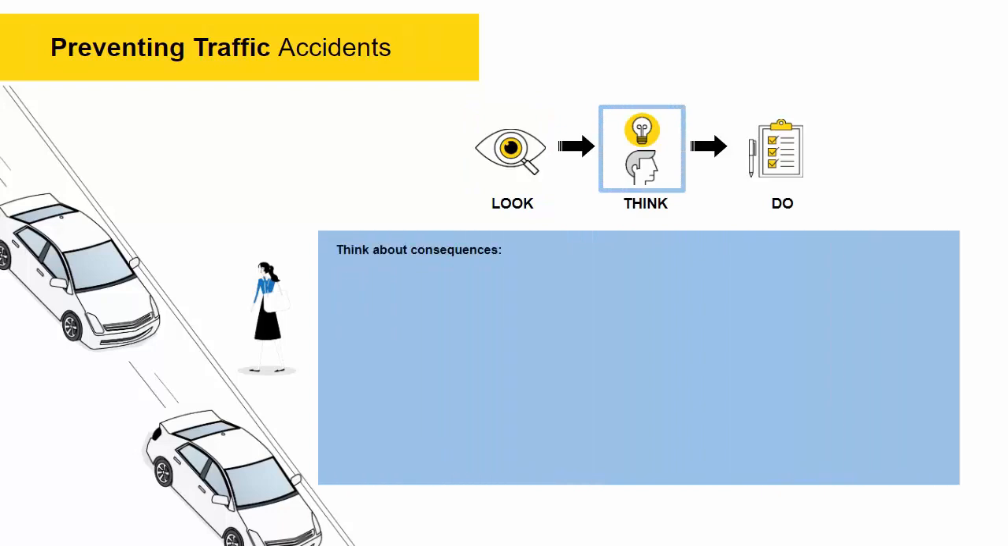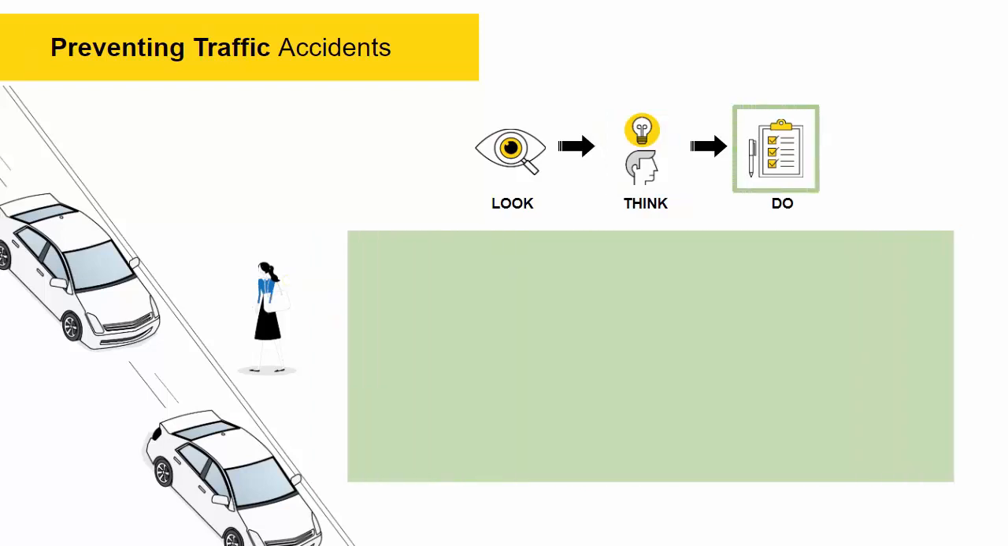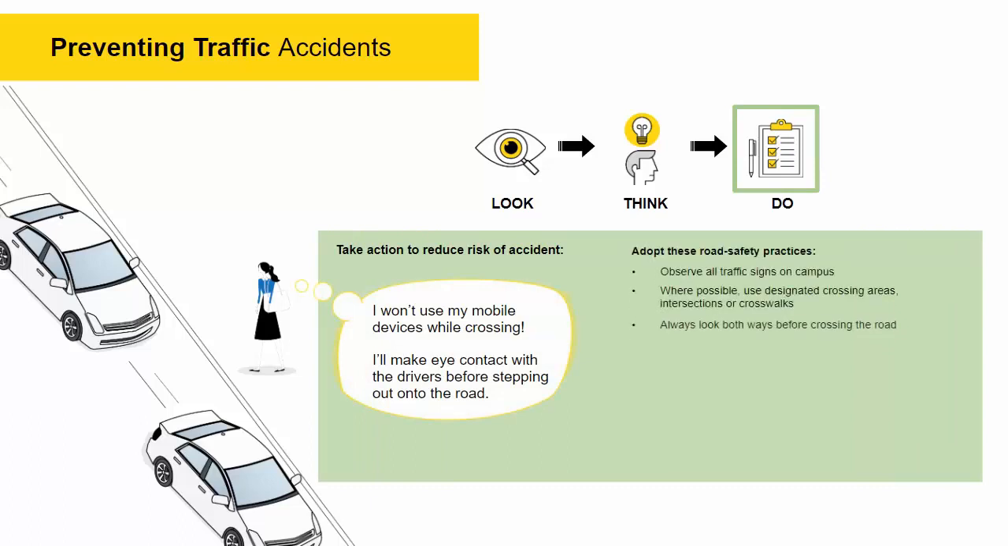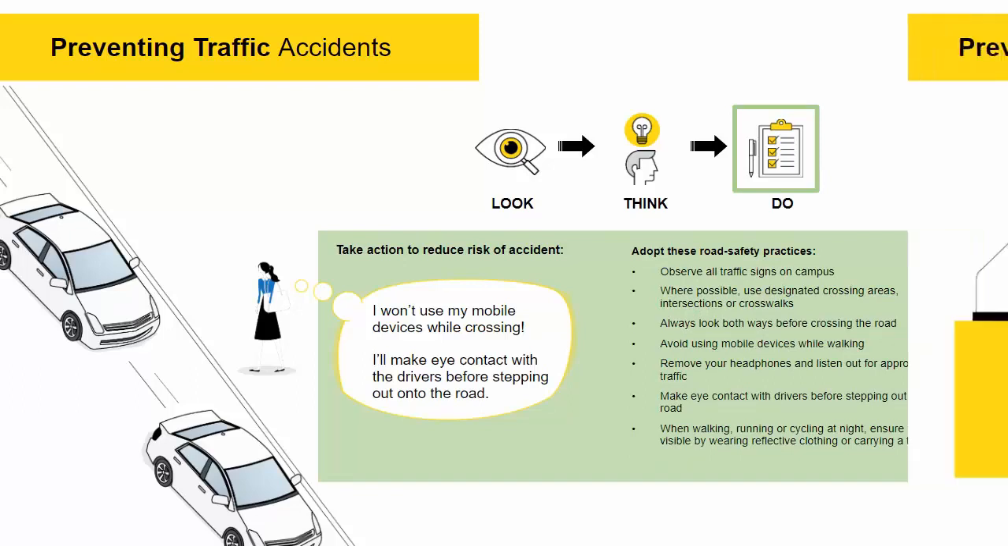She has to think about the consequences of dashing across the road, mainly what her chances are of getting hit by a car. Finally, Marie can take some actions to reduce her risk of meeting an accident. On campus, you can also safeguard yourself from traffic hazards by adopting these road safety practices.